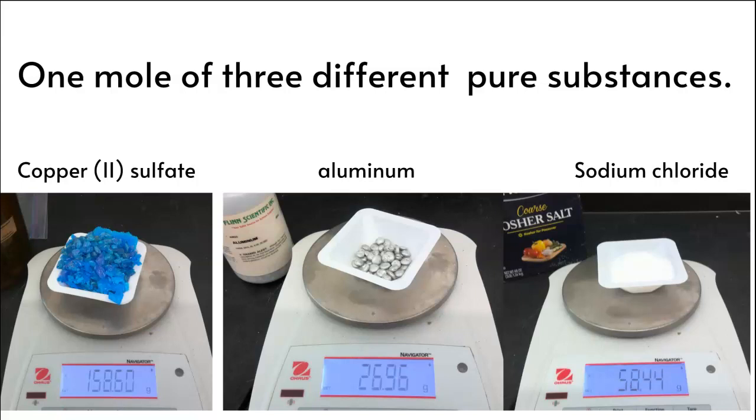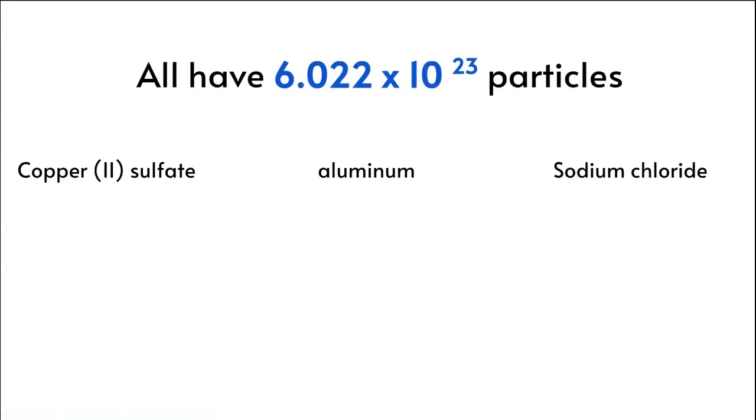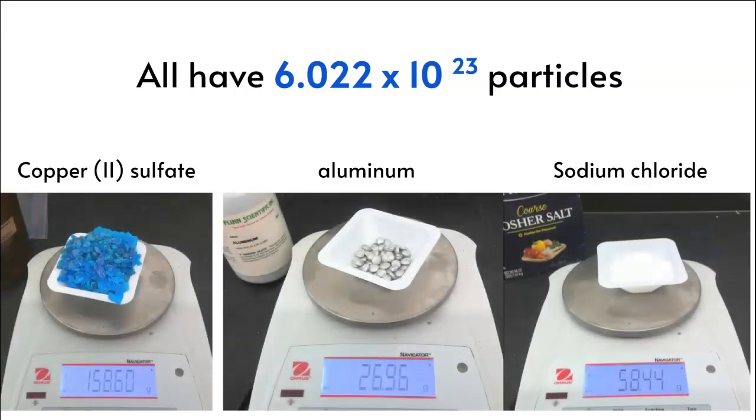We're all familiar with the stuff you can put on French fries to make them taste a whole lot better, sodium chloride. And you see that its molar mass is slightly greater than that of aluminum, and we have a tray that is only half full, far different from what we saw for copper sulfate. But each of those contains exactly 6.022 times 10 to the 23rd individual particles of that pure substance.